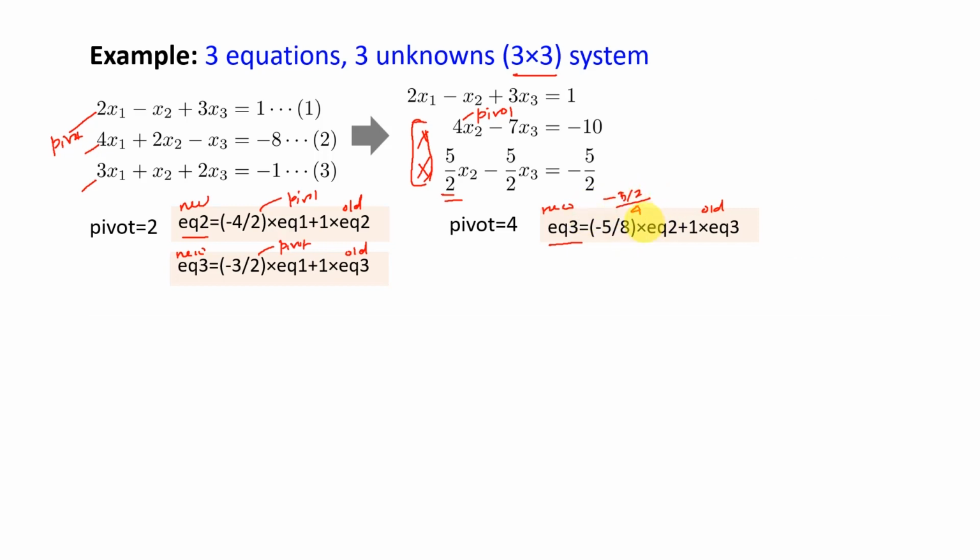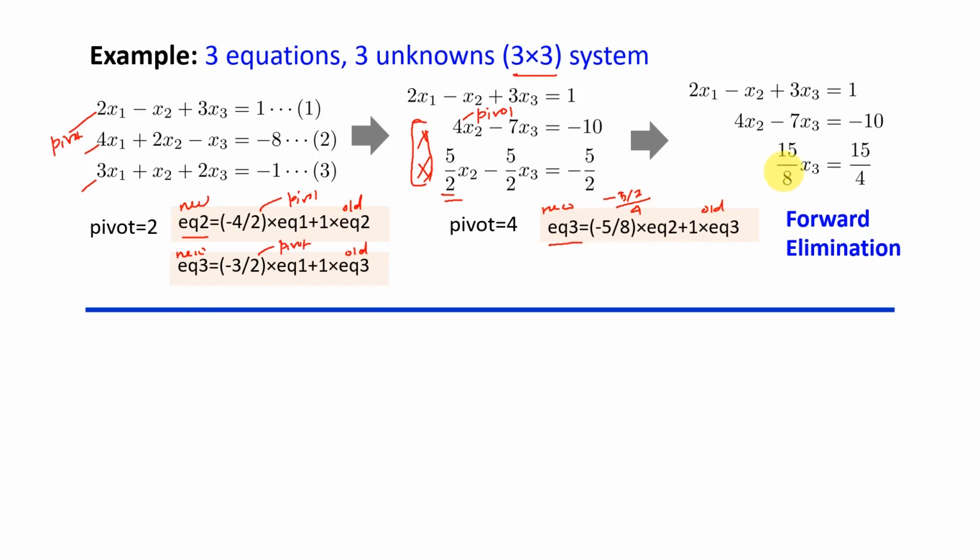Once I do this operation, the coefficient of x2 in equation 3 is now 0. So equation 3 now has only x3. Equation 2 has x2 and x3. And equation 1 has x1, x2 and x3. So in some sense, it is by and large decoupled, as much decoupling as is needed for Gaussian elimination. And this is where we end the forward elimination part. Now we have to go for back substitution.